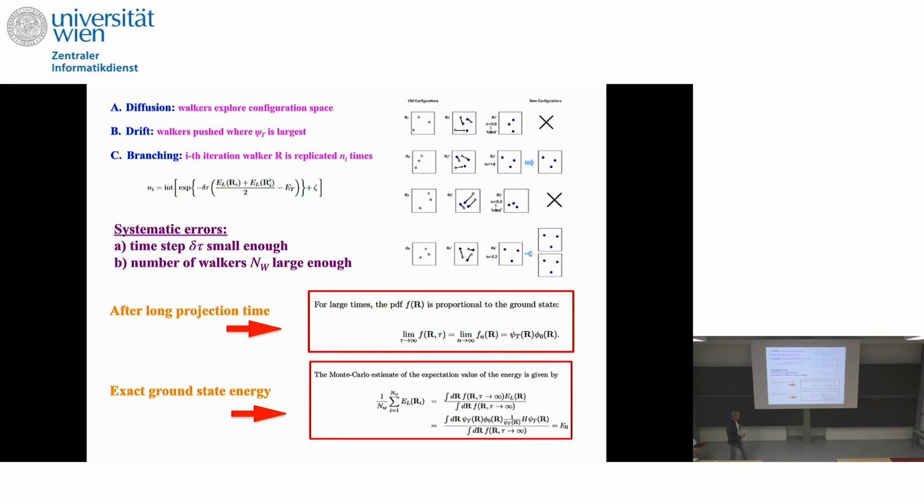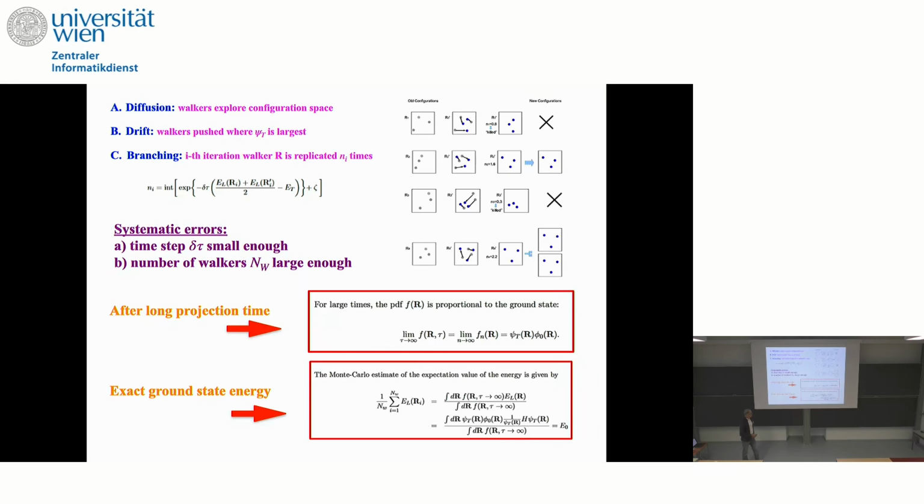You have a time step error. Your delta tau has to be small enough. You have an error on the number of walkers. So you can prove that the method is exact only if your number of walkers is infinite. But then, of course, this means that it has to be large enough. And then you have to check whether this bias is under control. But then after a long projection time, your walkers will be distributed according to the product of the trial function times the true ground state of the system.